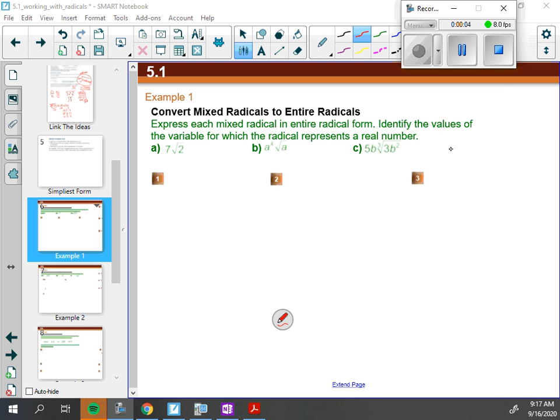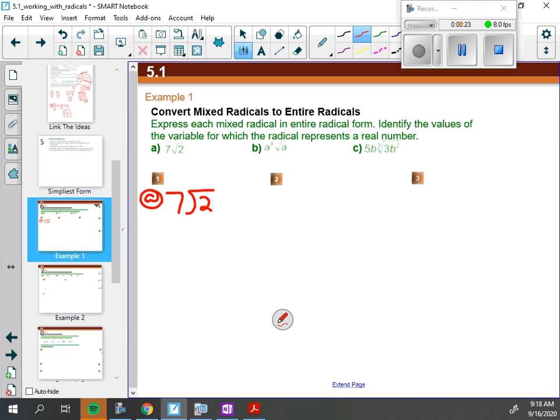Express each mixed radical as an entire radical. Identify the values of the variable for which the radical represents a real number. Sometimes odd symbols don't show up in your notes, so just in case you don't have these, I'll write them out again. 7 square root 2 is what we have there.